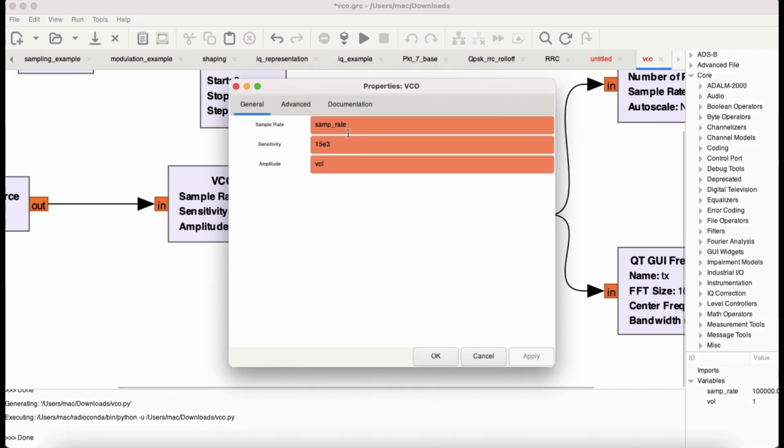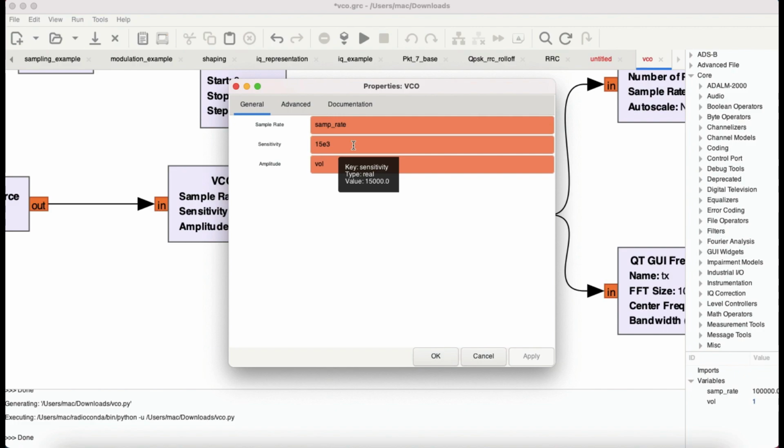The sample rate is the same as whatever samples are coming out. Sensitivity: this term defines the maximum frequency range it will produce. Actually in GnuRadio, it's sort of like frequency deviation. So sensitivity is sort of like frequency deviation.